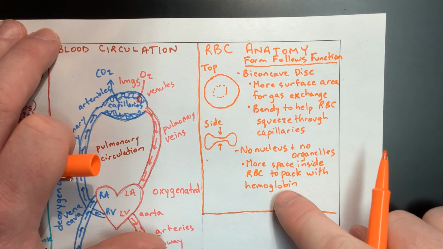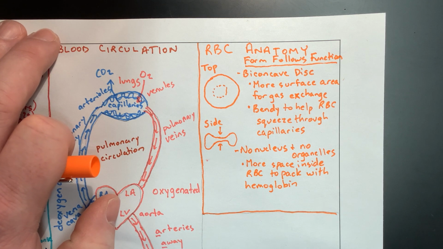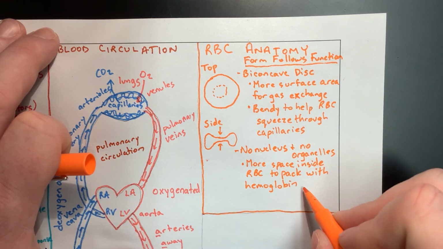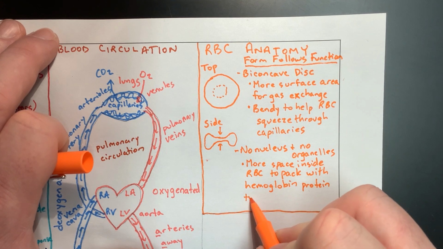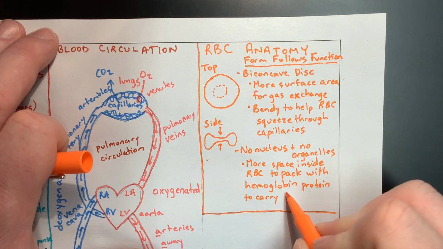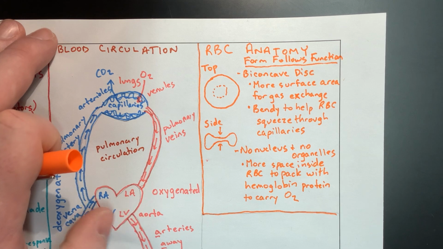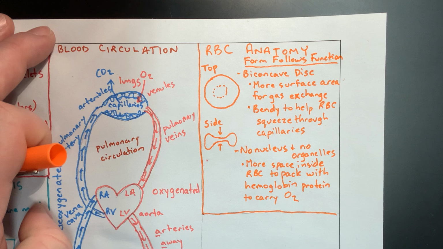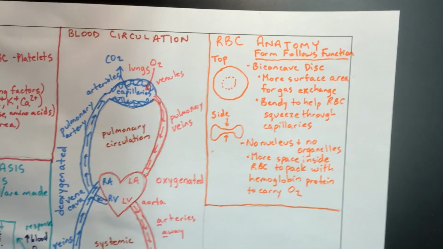Hemoglobin is the important protein inside of red blood cells that contains iron and helps red blood cells carry oxygen and carbon dioxide. So that's worth putting on here. Hemoglobin is a protein to carry oxygen. Hemoglobin is really good at carrying oxygen, less good at carrying carbon dioxide, but can still carry some carbon dioxide. All right, so those are some important things to know about red blood cell anatomy, form follows function.